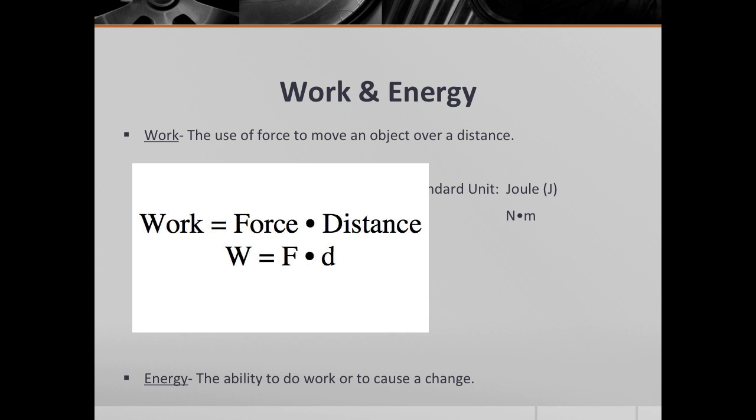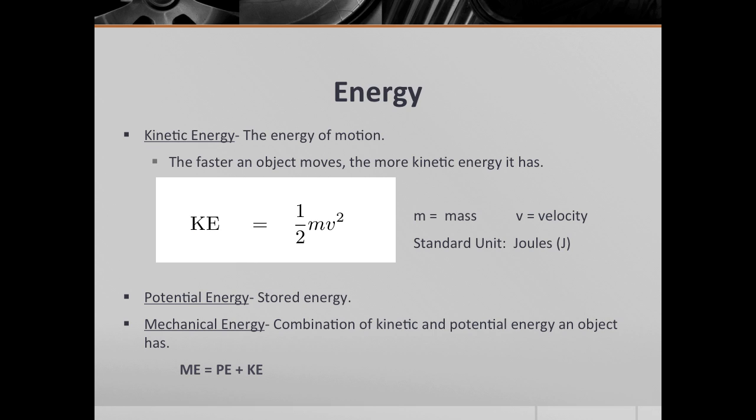Energy is the ability to do work or to cause a change. Kinetic energy is the energy of motion. The faster an object moves, the more kinetic energy it has. The equation for kinetic energy is KE equals 1/2 times m v squared, with m standing for mass and v standing for velocity. The standard unit, again, for energy is joules.